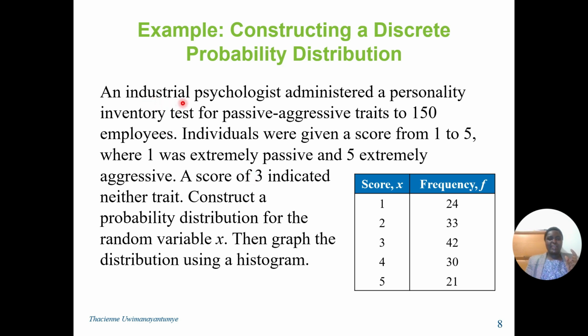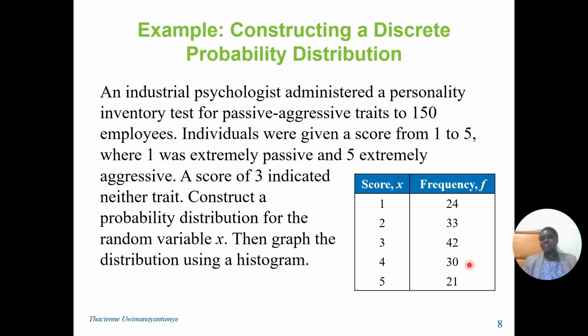An industrial psychologist administered a personality inventory test for passive aggressive traits to 150 employees. Individuals were given a score from 1 to 5, where 1 was extremely passive and 5 was extremely aggressive, and a score of 3 indicated neither trait, neither passive nor aggressive. Then construct a probability distribution for the random variable x. Then graph the distribution using a histogram.